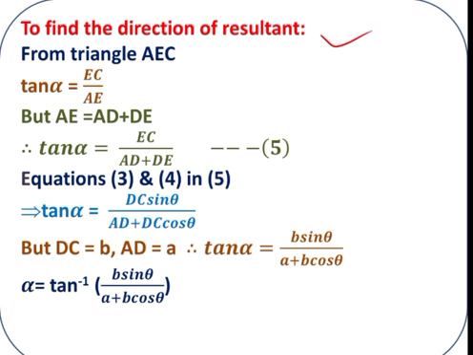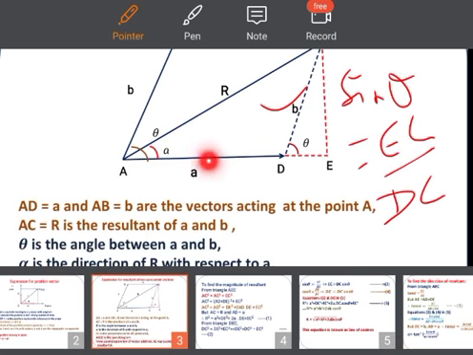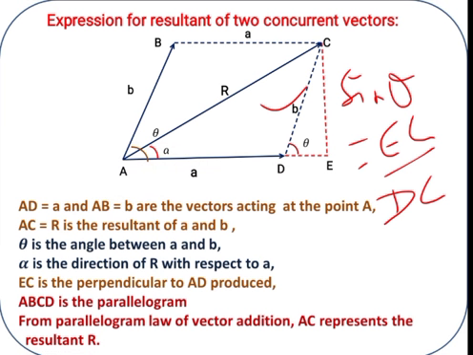From triangle AEC, tan alpha is equal to EC divided by AE. What is tan alpha? Tan of any angle is opposite upon adjacent side. Which one is the opposite side here? In this triangle AEC, AC is the hypotenuse, AE is the adjacent side, and EC is the opposite side. So opposite upon adjacent side is EC divided by AE.